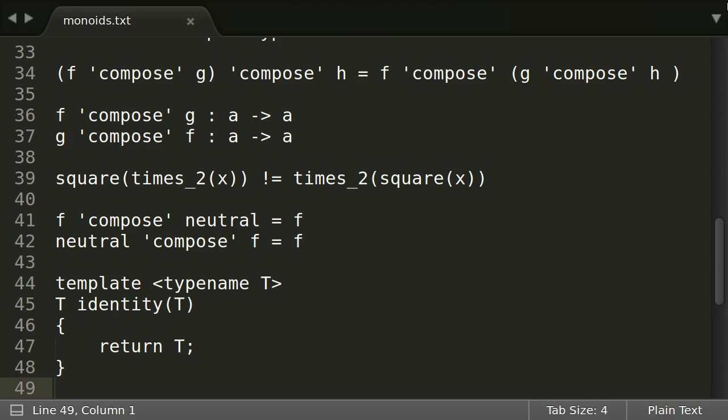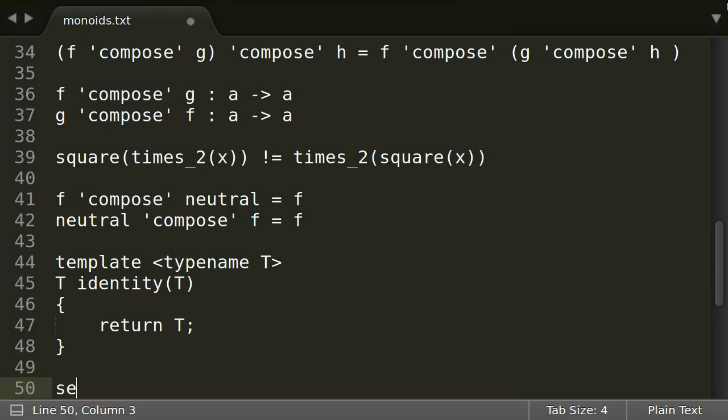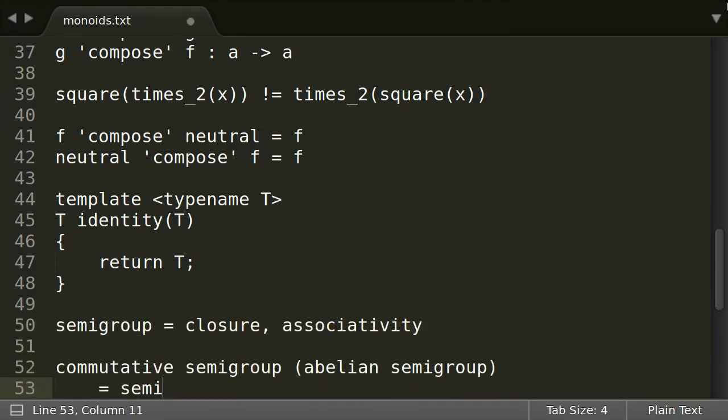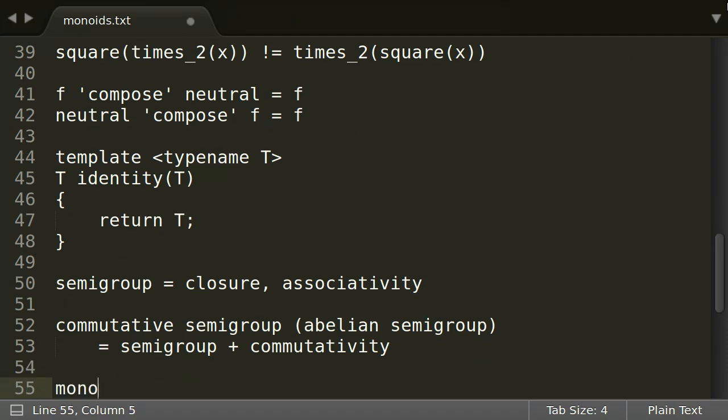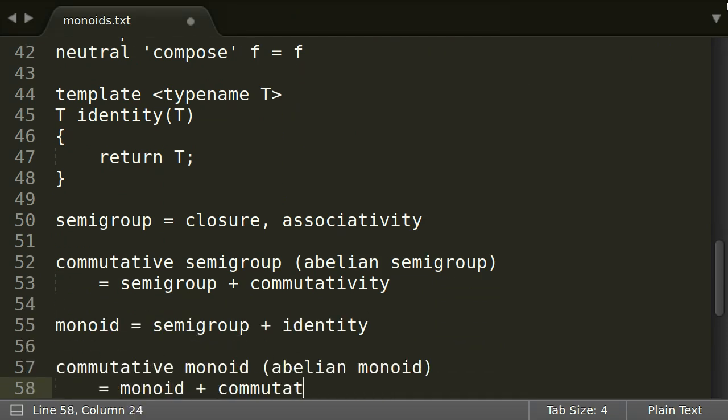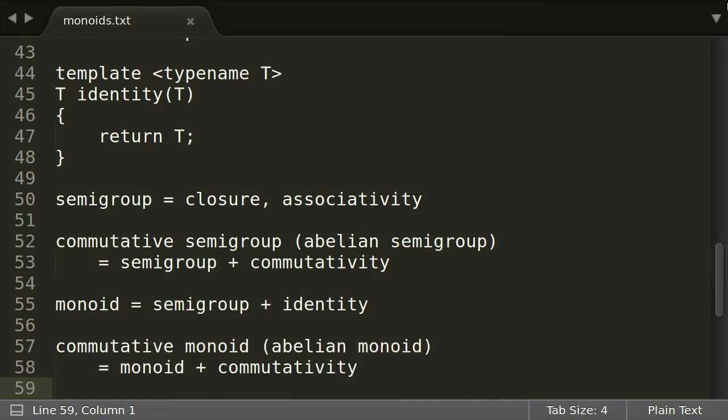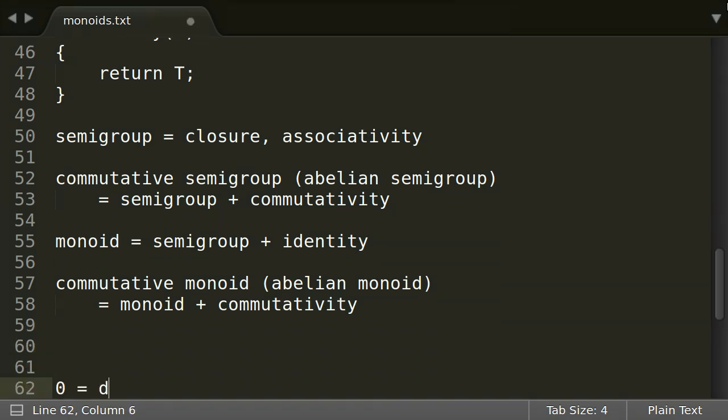There are more algebraic structures like groups and rings, but we usually do not need these in functional programming. So let's keep it at that. Here is the whole thing in table form.